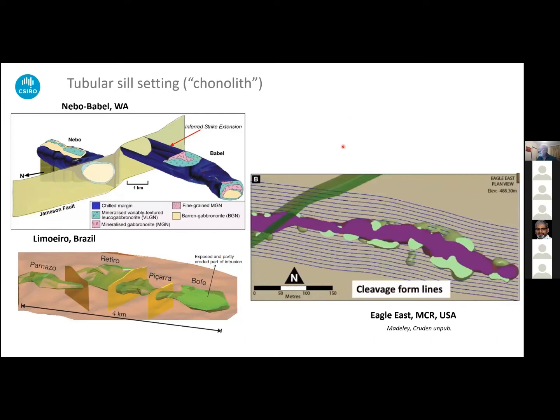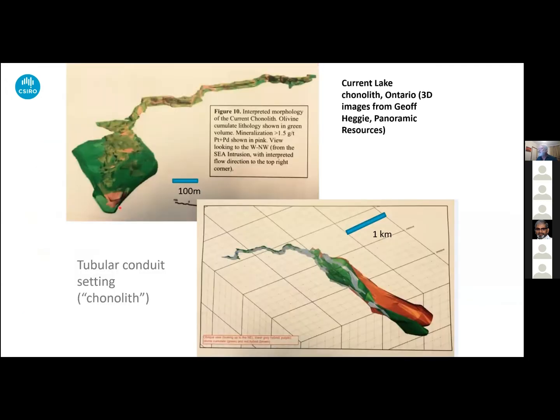A large proportion of them that we know about are mineralized. Whether that's actually a real feature or whether that's just a sampling artifact, I'm not sure. The only way you really know you've got a chonolith is if you drill lots of holes in it. You're only going to drill lots of holes in it if it's mineralized. So there may very well be lots of unmineralized ones that we don't know about.